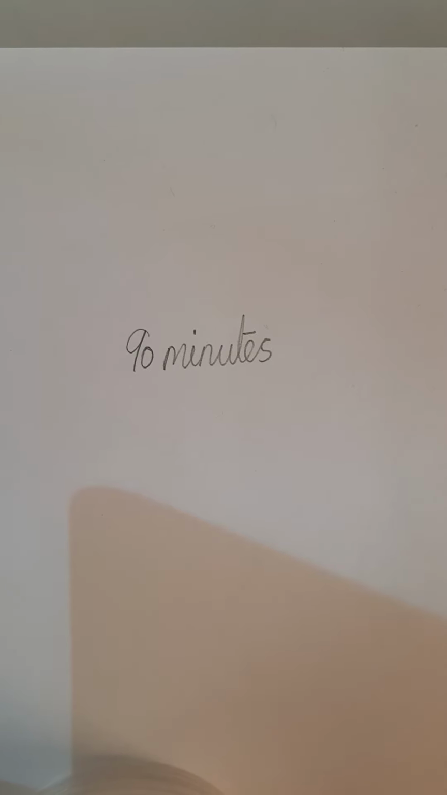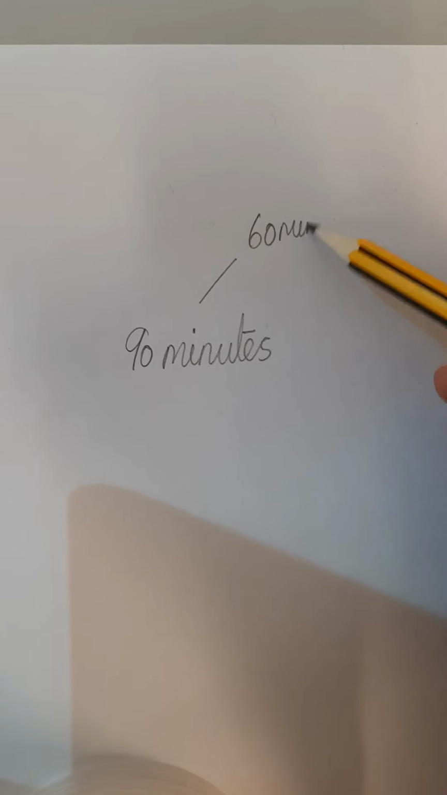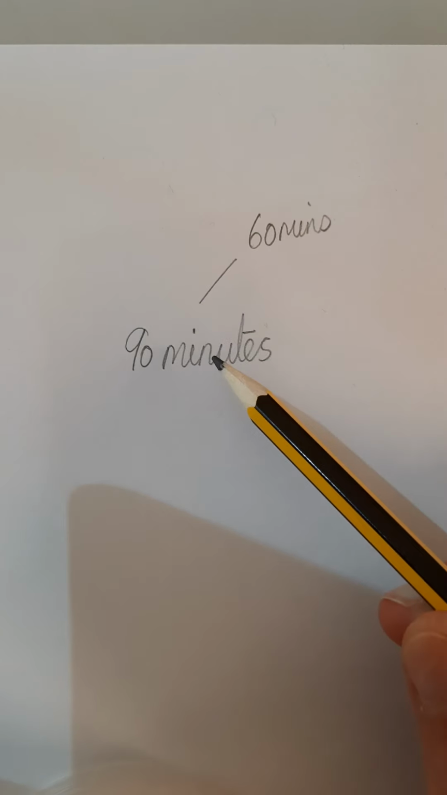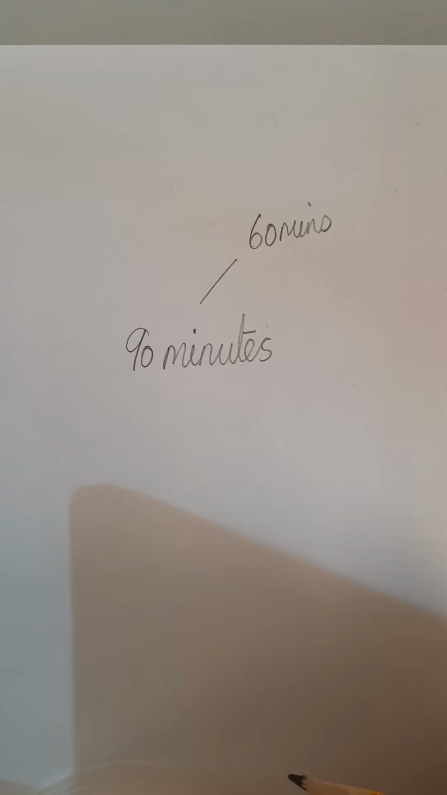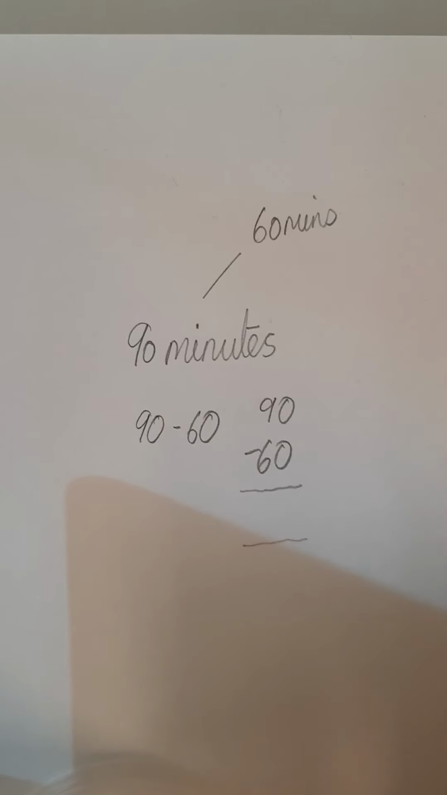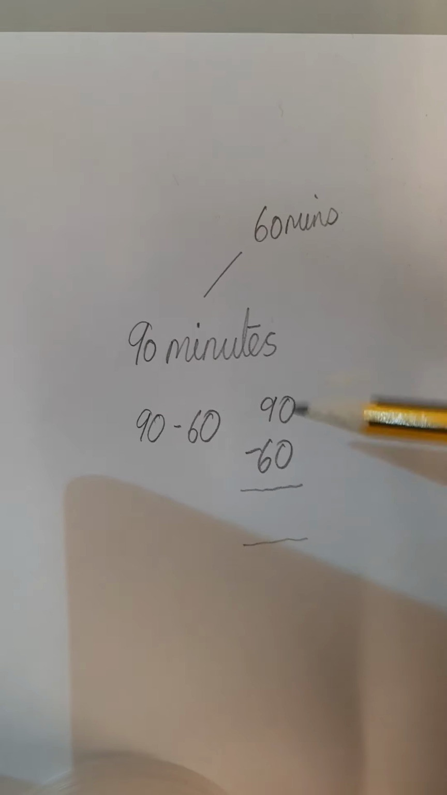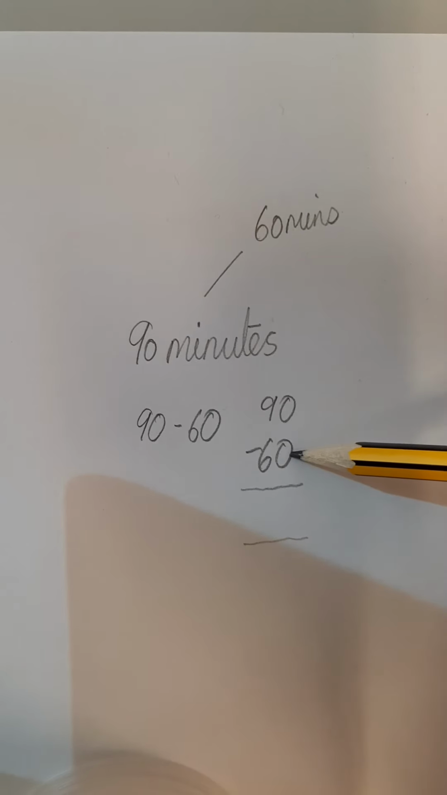Right, first of all, let's relate this back to a key fact. How many minutes are there in 1 hour? Well, we know that by looking at the key facts, and we know there are 60 minutes in 1 hour. So, how could we use this fact to find out how many hours are in 90 minutes? You could use a simple subtraction. 90 subtract 60, or using a column subtraction, 90 subtract 60.